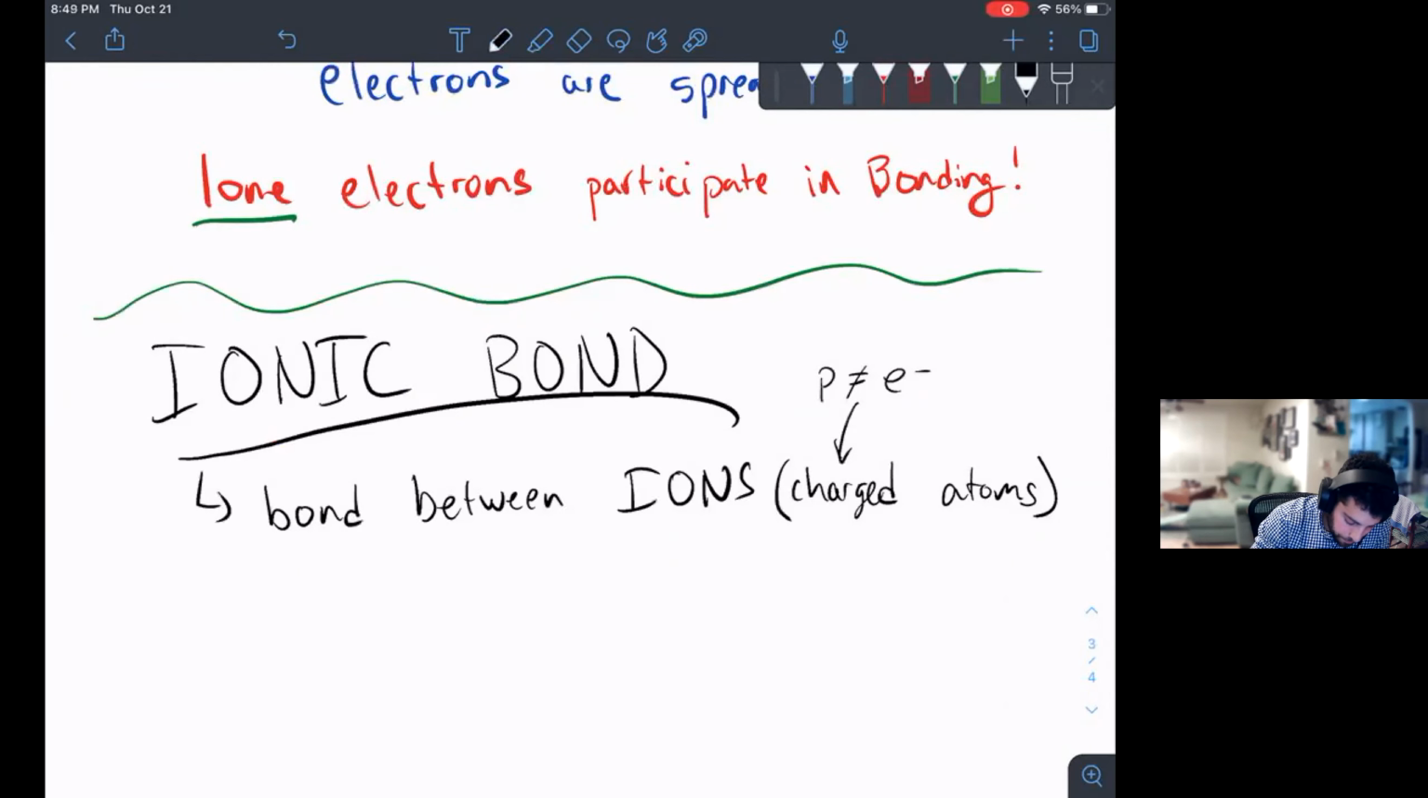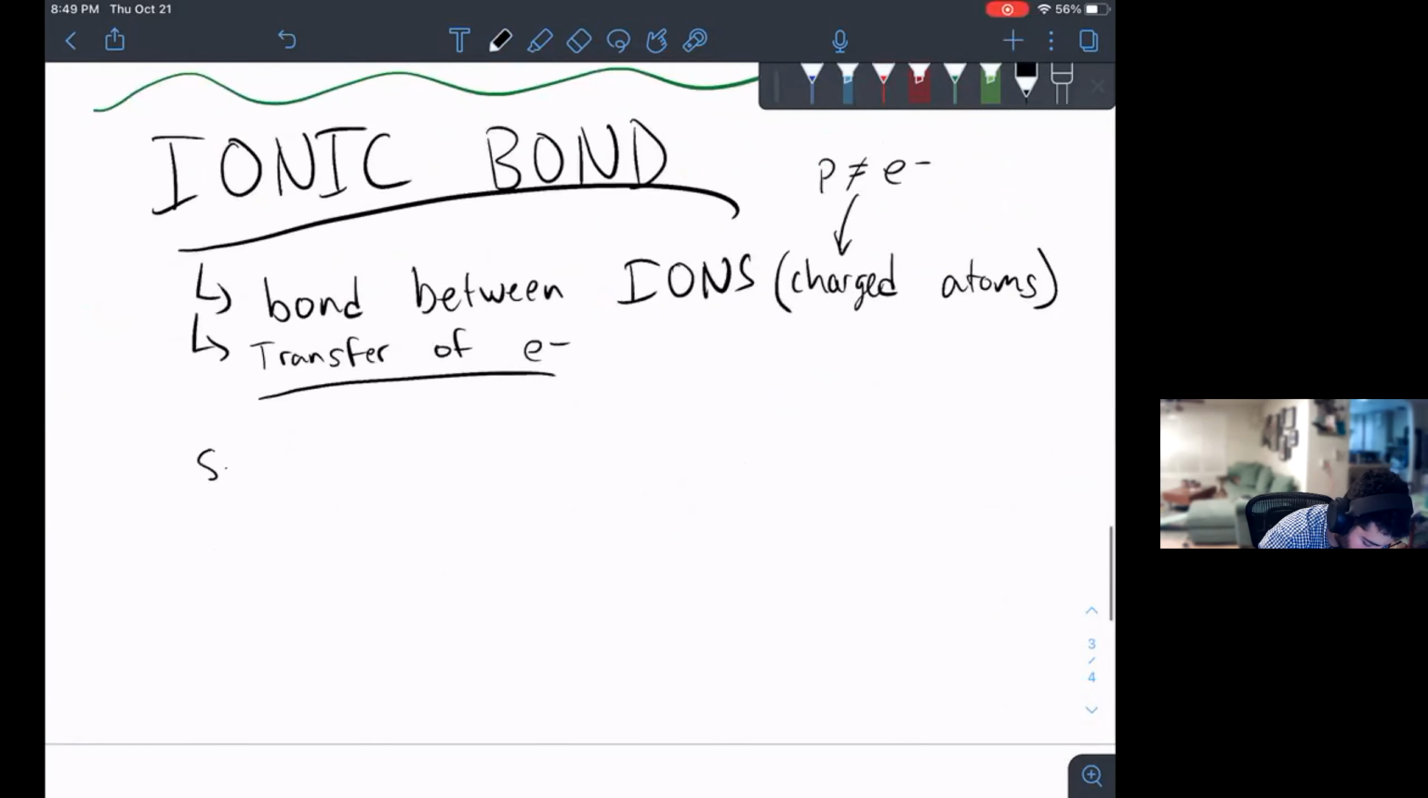So one more final aspect is ionic bond involves a transfer of electrons. They are not shared, but instead they move from one atom to another. So let's take an example of sodium plus chlorine. Sodium plus chlorine. So first things first, we're gonna write Lewis diagrams.